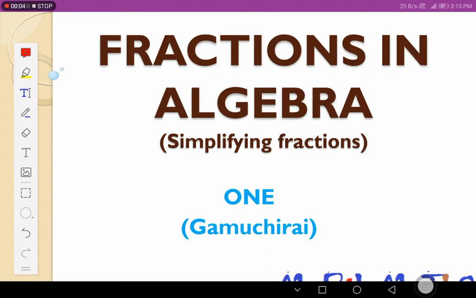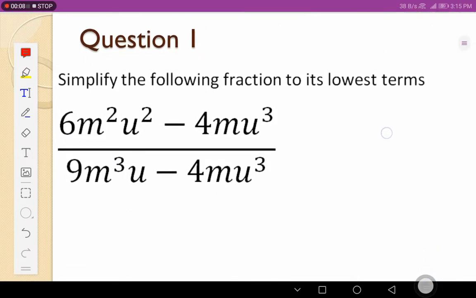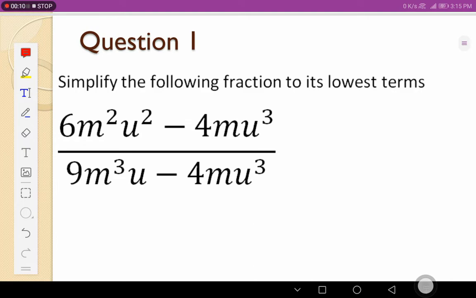Today we want to look at fractions in algebra. Okay, so I've got a couple of questions that I want us to solve. The first one is saying simplify the following fraction to its lowest terms. What we do when we have such a question is find common factors.